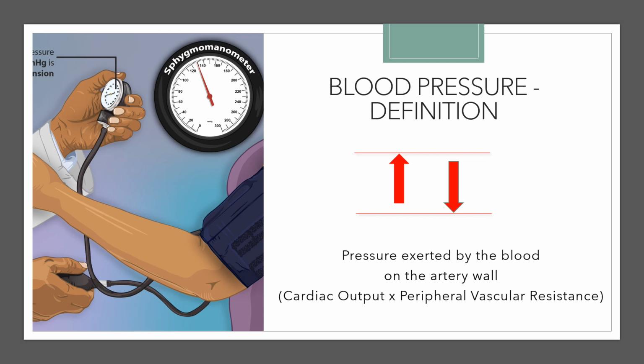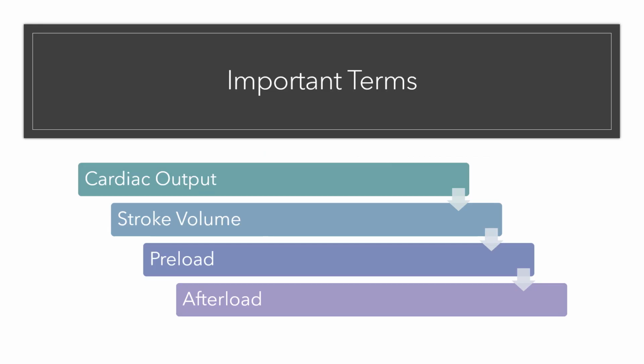We'll get to this later, but the blood pressure is also calculated by cardiac output times the peripheral vascular resistance. I put that on here, but we'll bring it together at the end. So some important terms that you need to know are cardiac output. We just talked about that. Stroke volume, preload, and afterload. And we're going to discuss each one of these.